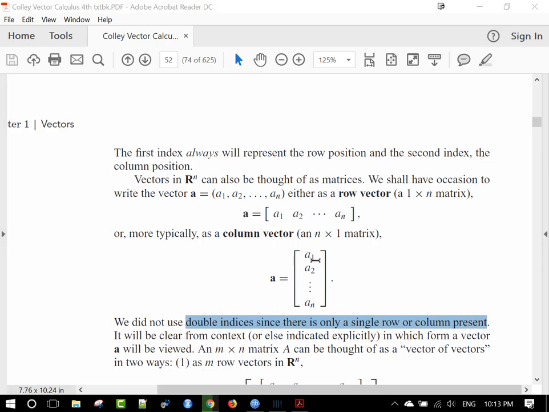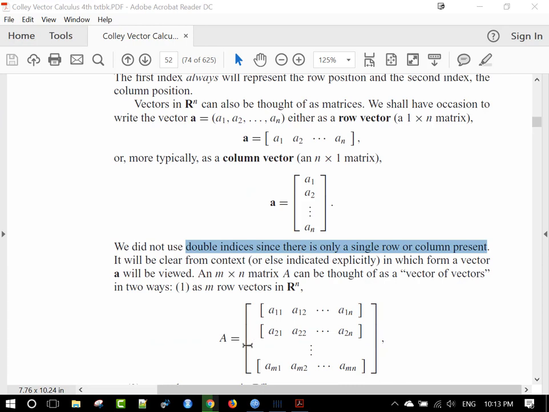But you could use double indices here. This would be A11, this would be A21, and An1. Or if you did it this way, this would be A11, A12, A1n.